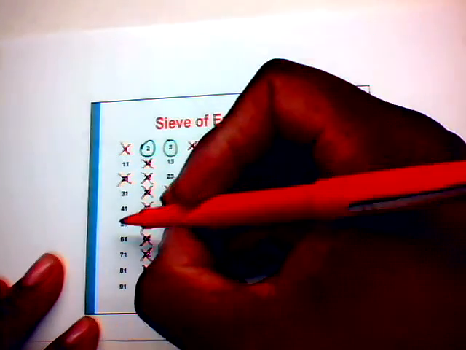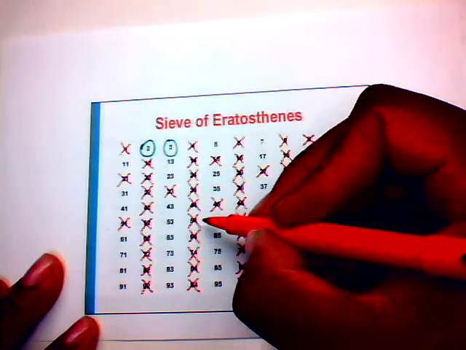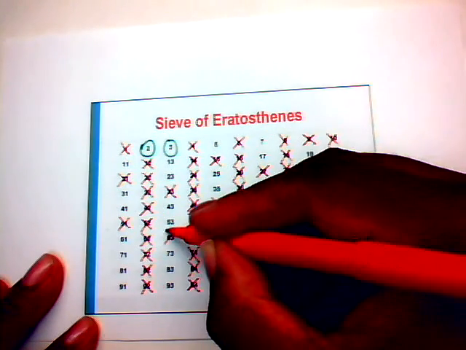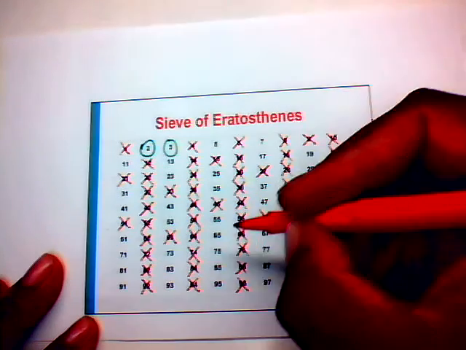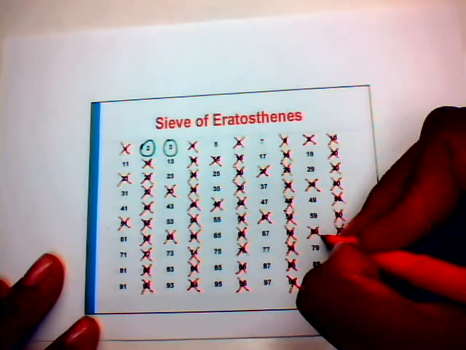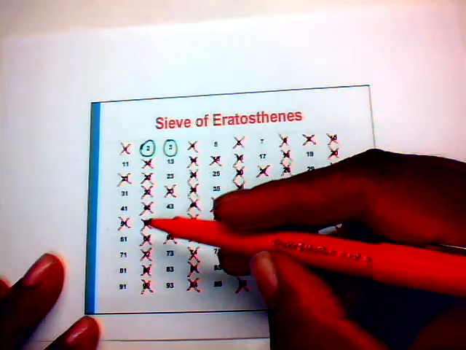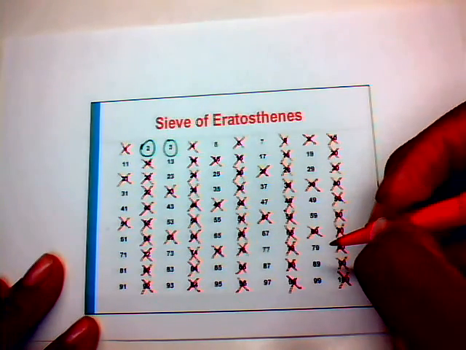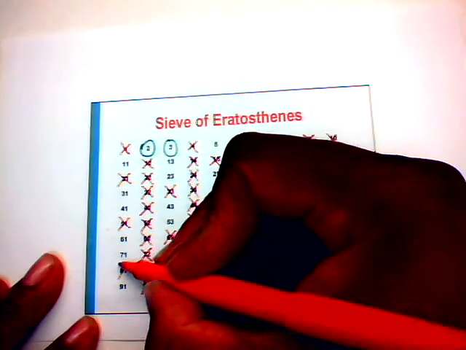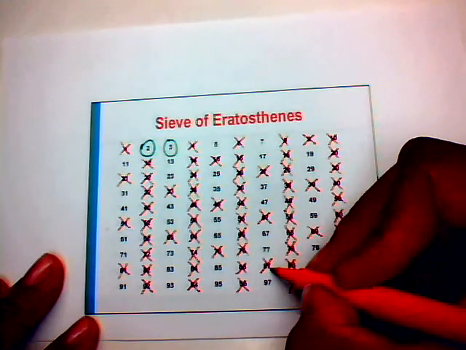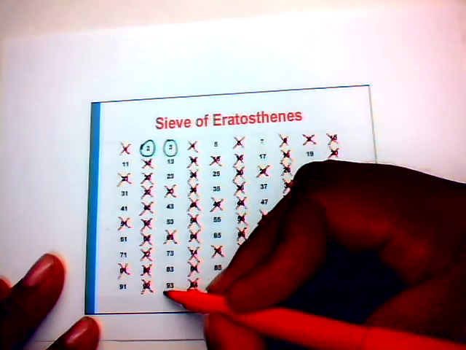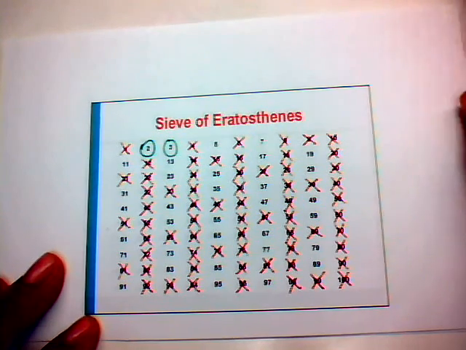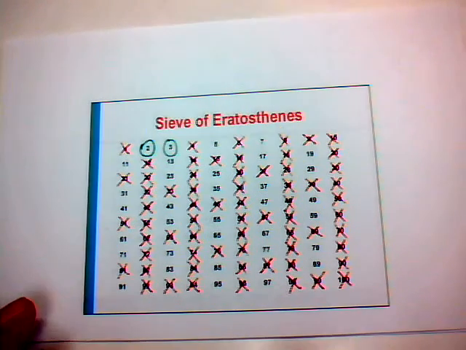48 is already gone. 51 can be crossed out. 57 can be crossed out. Let's see, 60 is gone. 63, we can cross that out. 66 is gone. 69 can be crossed out. 72 is gone. 75 can be crossed out. 78 is gone. 81 can be crossed out. 84 is already gone. 87 can be crossed out. 90 is gone. 93 can be crossed out. 96 is already gone. 99 can be crossed out. So those are the multiples of 3 that are crossed out.